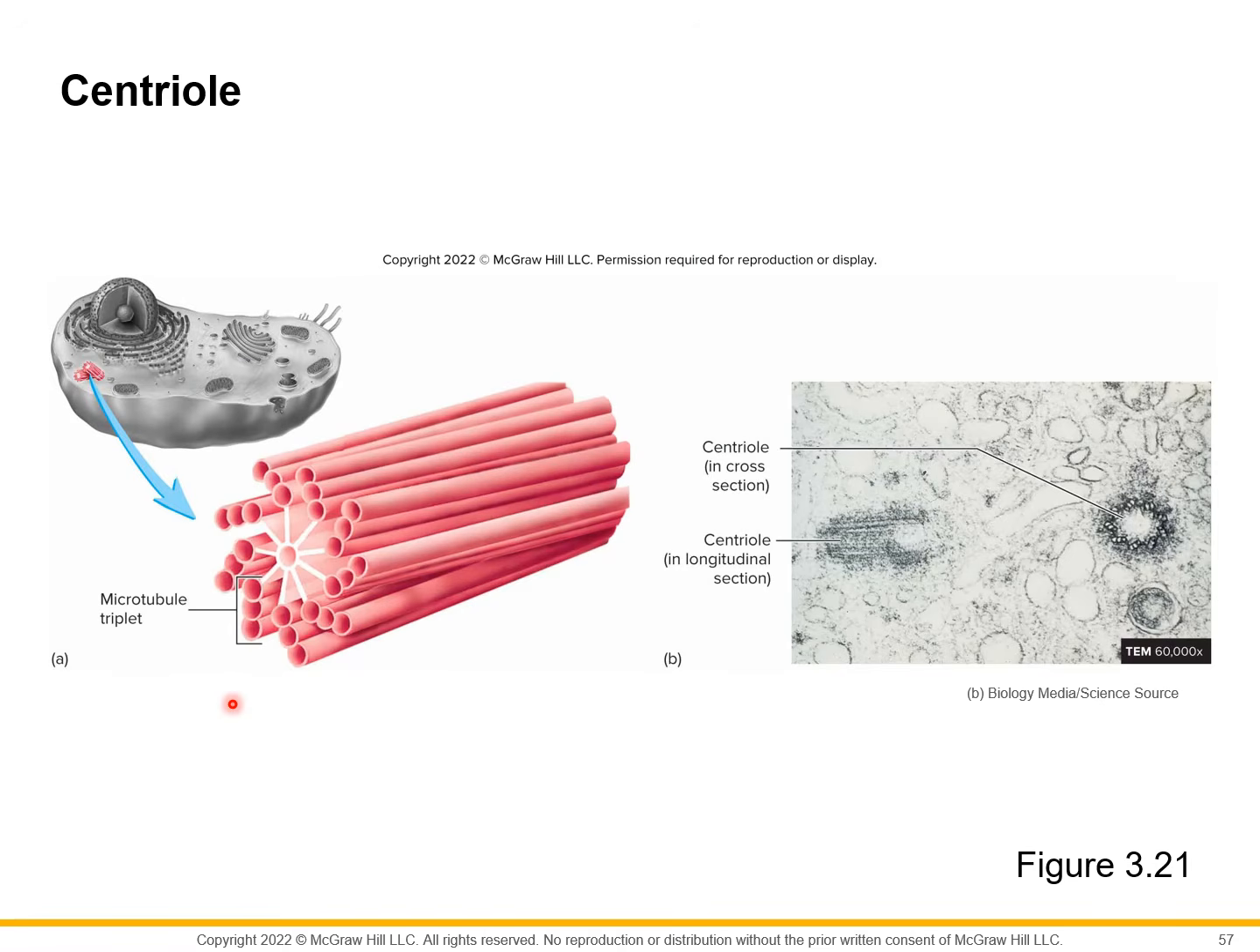This illustration right here shows us what a centriole would look like, and this photo right here is an electron micrograph. I've been saying electron micrograph simula kanina pa. Just to clarify, guys, when we say electron micrograph, we were able to view this image with the help of an electron microscope. Okay, so as we can see right here, we have two centrioles.